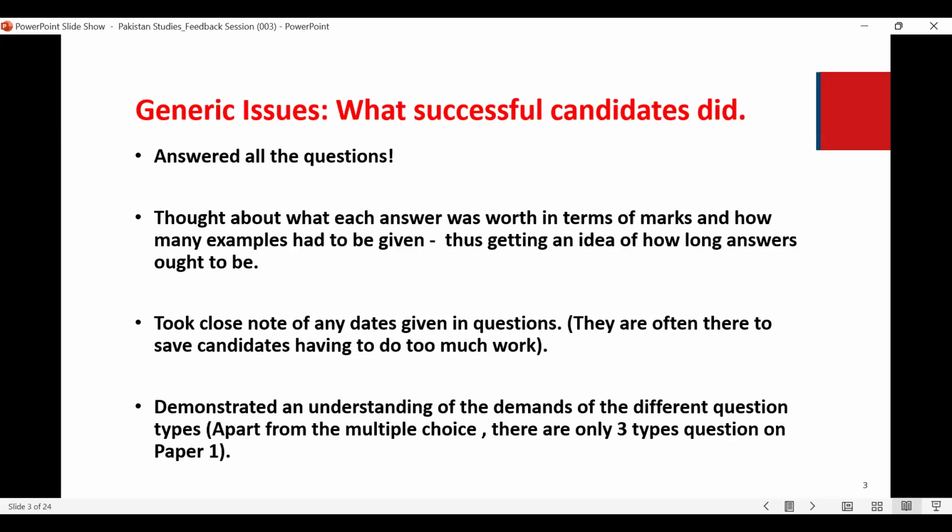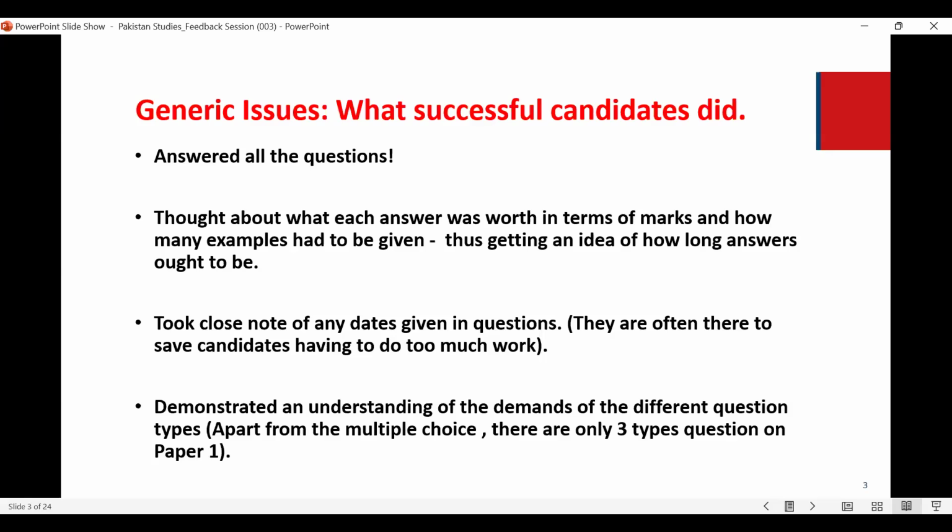What successful candidates did this year was they generally avoided lengthy answers to those short, low tariff questions. They also really took note of the dates. So get them to think about what a question is worth in terms of marks, and how many examples should be given. That will give them an idea of how long an answer ought to be.